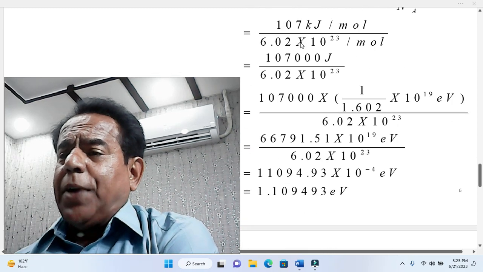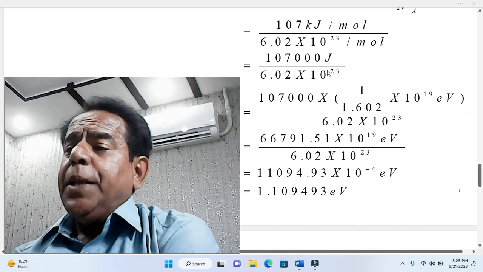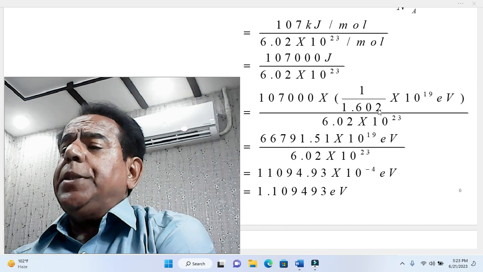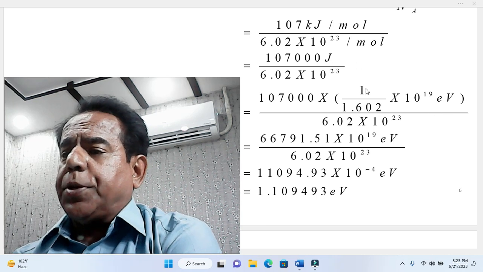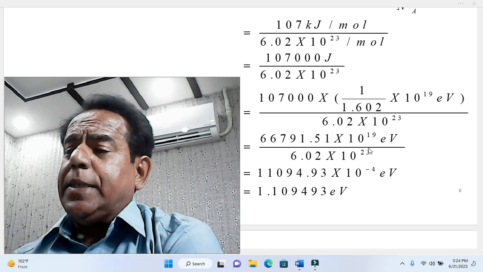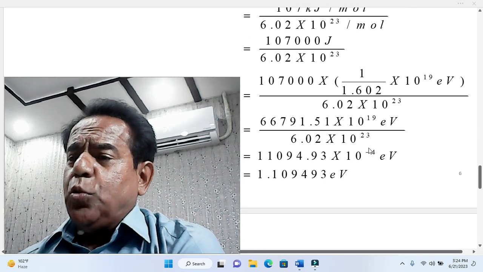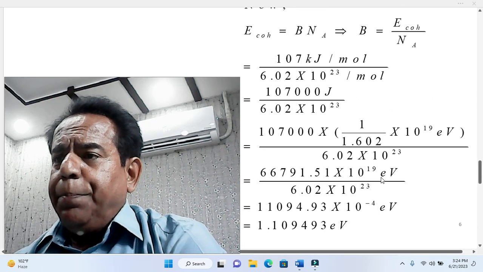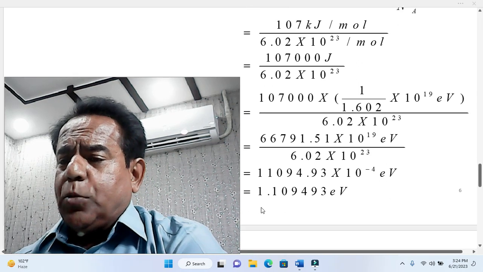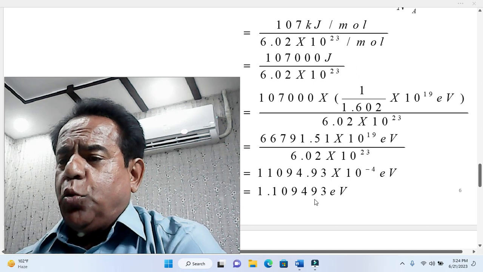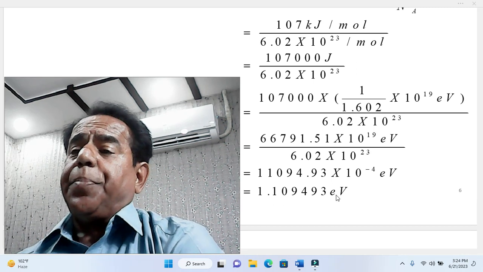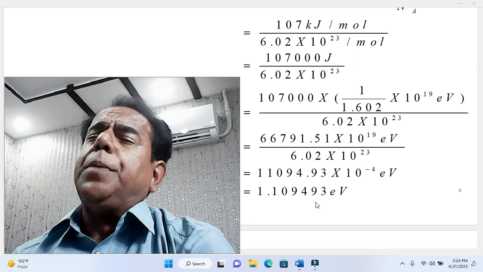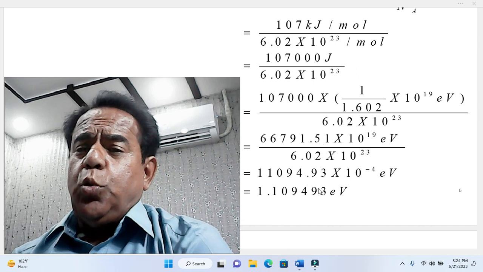Okay, here what we have done, we have just made use of a conversion factor in which joule has been replaced by electron volt. Okay, next only simplification. Except simplification, there is nothing else. Okay, so after simplification, binding energy B becomes equal to 1.109493 electron volt. This is our solution of the problem. Because our problem consists of two parts, this is the solution of the first part.